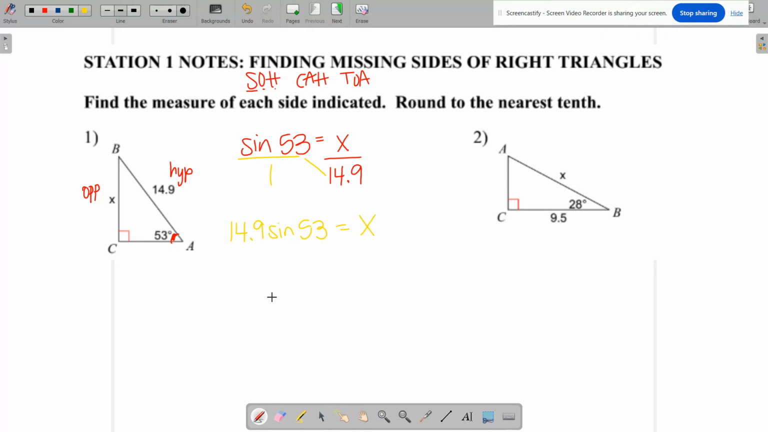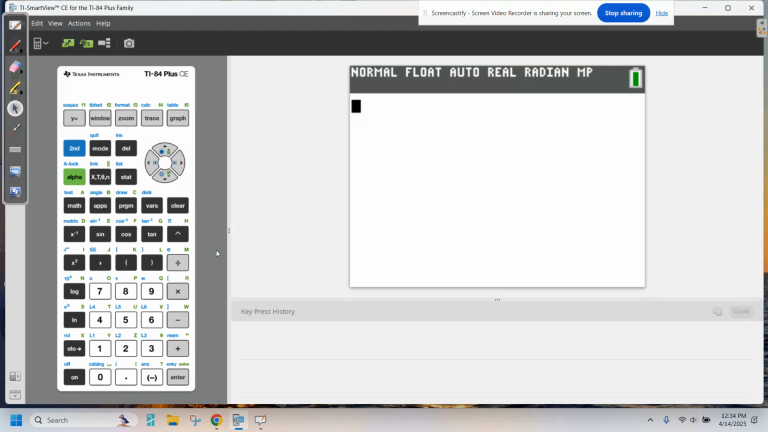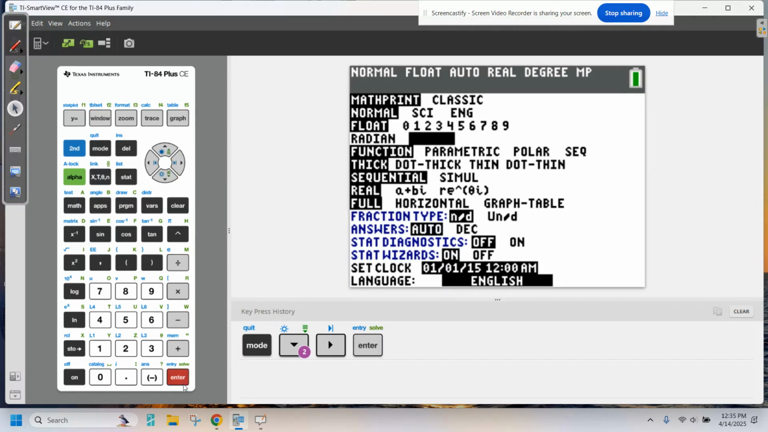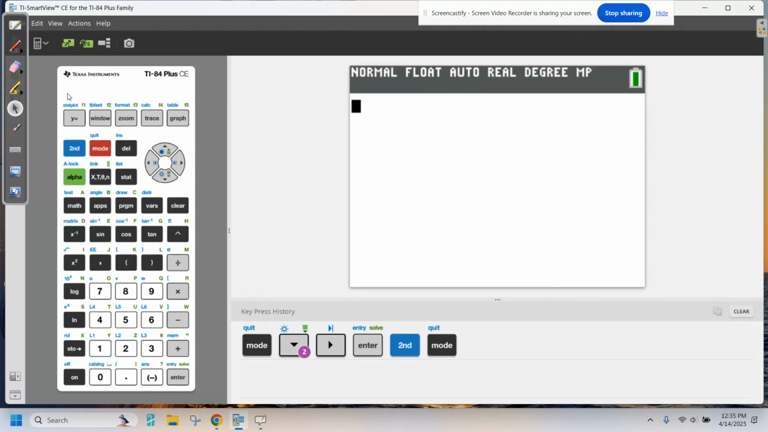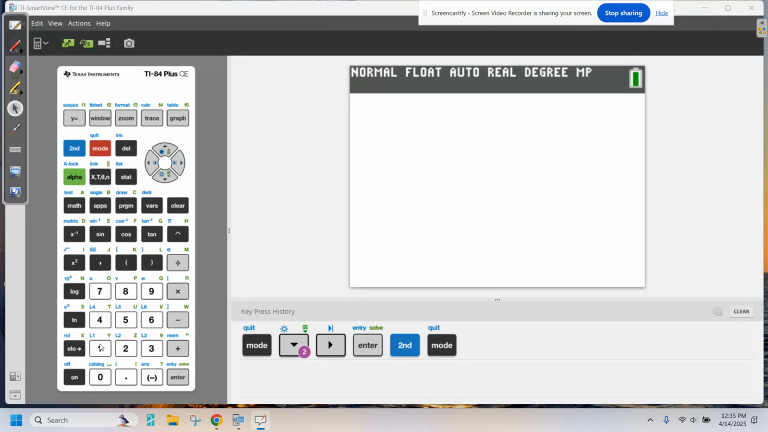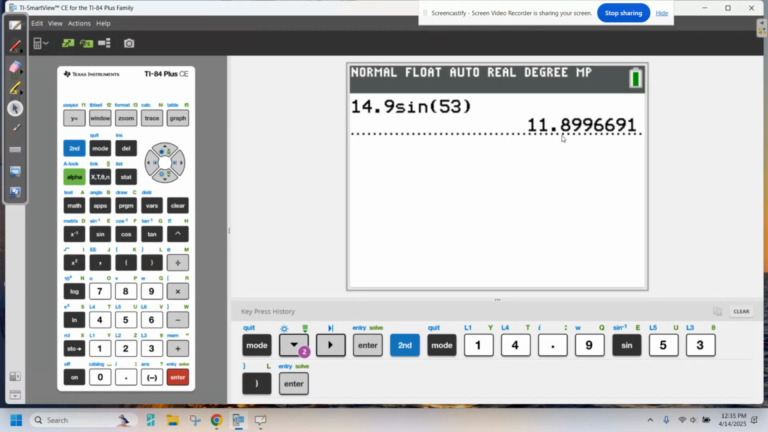In this situation, we're going to have to use a calculator. Go ahead and pull up your calculator, and make sure that you can use the mode and change it so that it's in degree mode. Right now mine is in radian mode, so I arrow down and over and I hit enter. You need to make sure to change it to degree mode on your calculator as well. What we're going to type in is 14.9 times the sine of 53. Close those parentheses, hit enter, and we get 11.899.